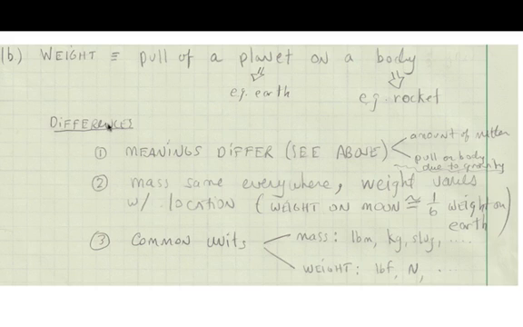It asks for 3 differences. First off, the meanings differ. Mass refers to the amount of matter. Weight is the pull on a body. Secondly, mass is the same everywhere. Weight varies with location. And third, the units are different. Common units for mass are listed here. Common units for weight are listed here.